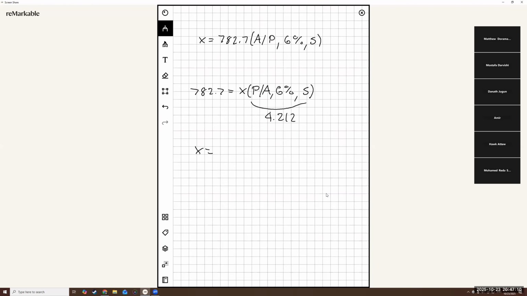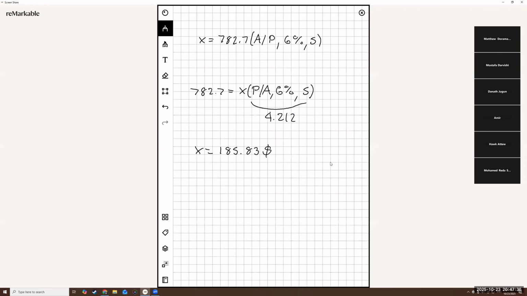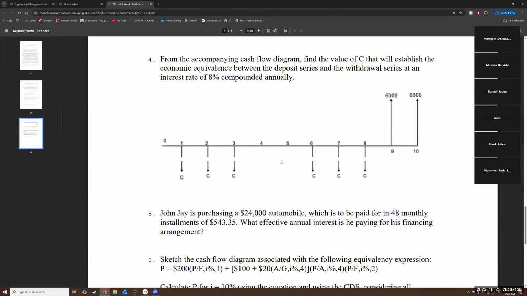So therefore, we take 782.7 divided by 4.212. You get $185.83. That is the equivalent value of X. And that's our answer for question 3. Let's do question 4.